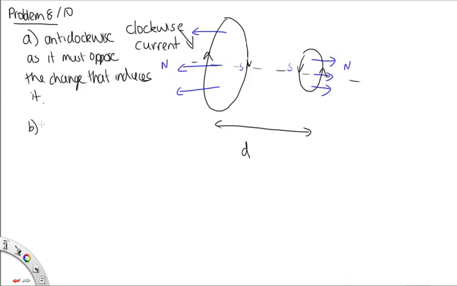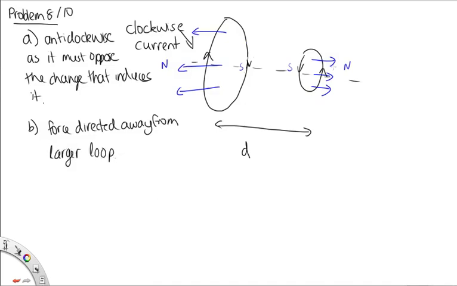Now part B asks, what is the direction of the force, if any, that acts on the smaller loop? Well, you can see that we've got a south pole here and a south pole here, so we've got opposing magnetic fields. That tells you that they're going to feel a force away from each other. So force directed away from larger loop.